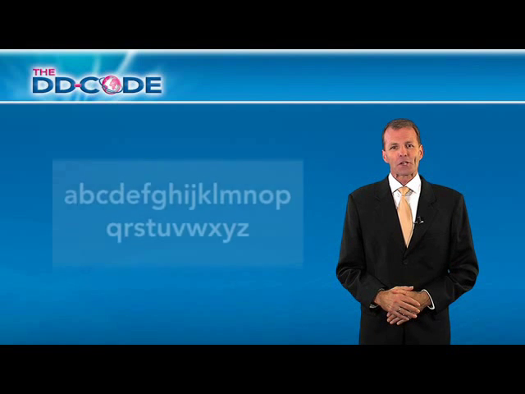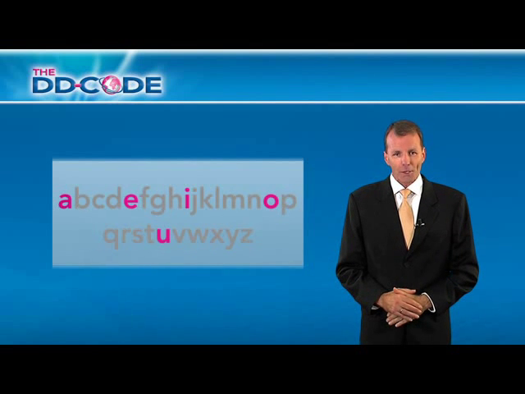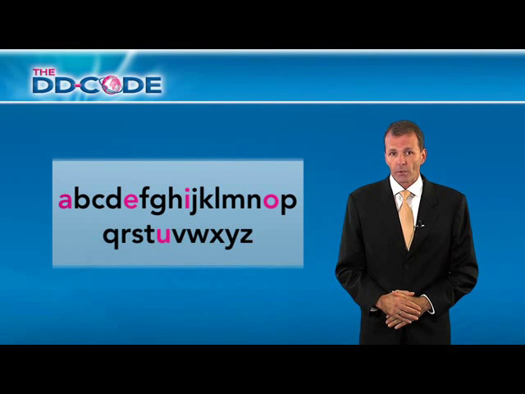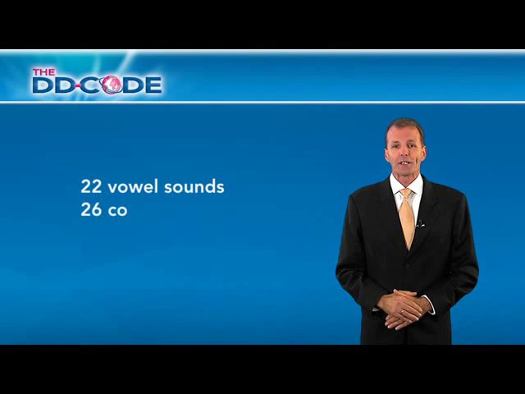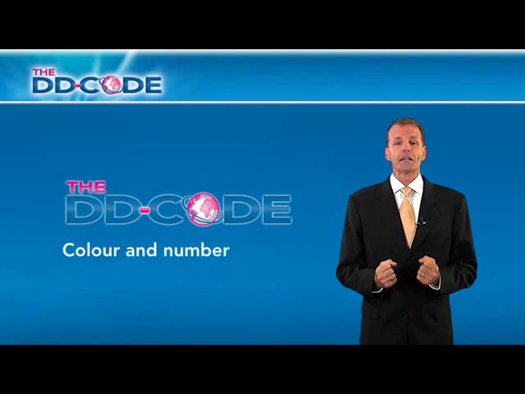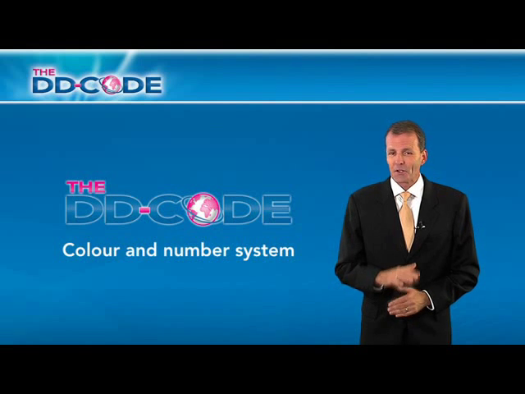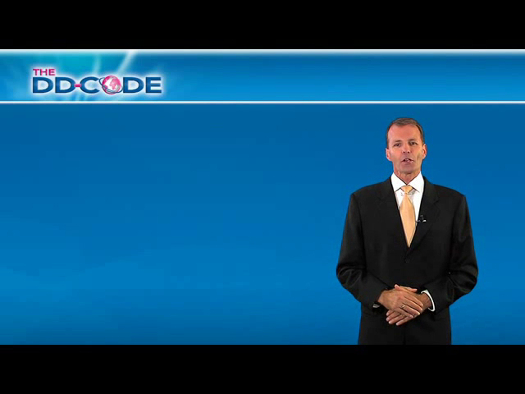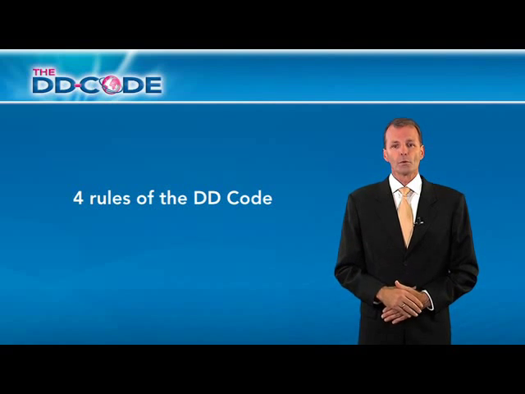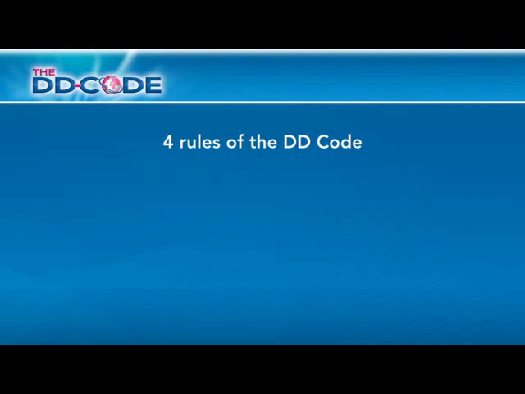Most people who learn the English alphabet know that there are 26 letters made up of 5 vowels and 21 consonants. But what very few people learn is that there are actually 22 different vowel sounds and 26 different consonant sounds. The DD code is a simple colour and number system, which allows you to identify how every letter is pronounced, so there's no guessing. Now, I mentioned earlier that all you will need is 4 simple rules to read every word in English. Here they are. Are you ready? I'll show you the rules and then you can try it for yourself.